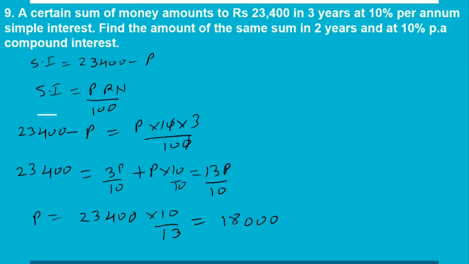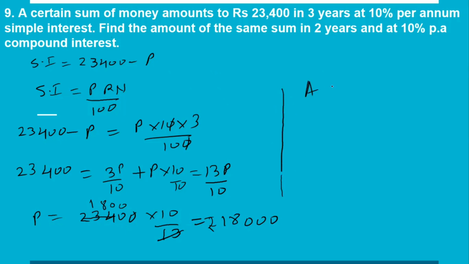So this is your principal. 18,000 is your principal. When you simplify, 13 ones are 13, you get 1800 and multiplied by 10, you get 18,000. Now you are asked to find the amount of the same sum in 2 years at 10% per annum compound interest. So now we are going to find the amount.